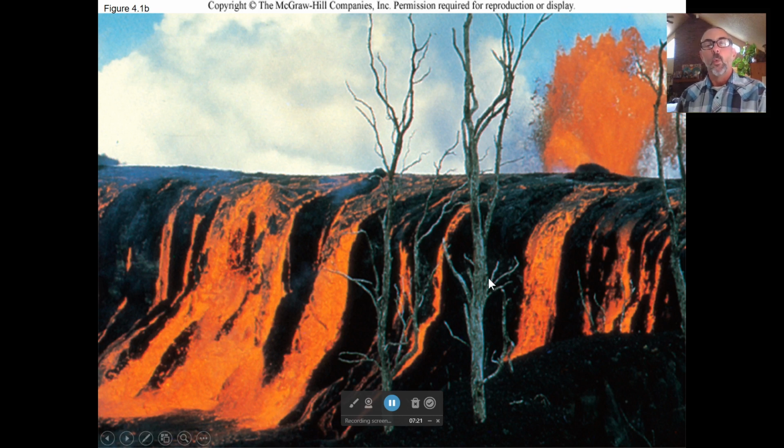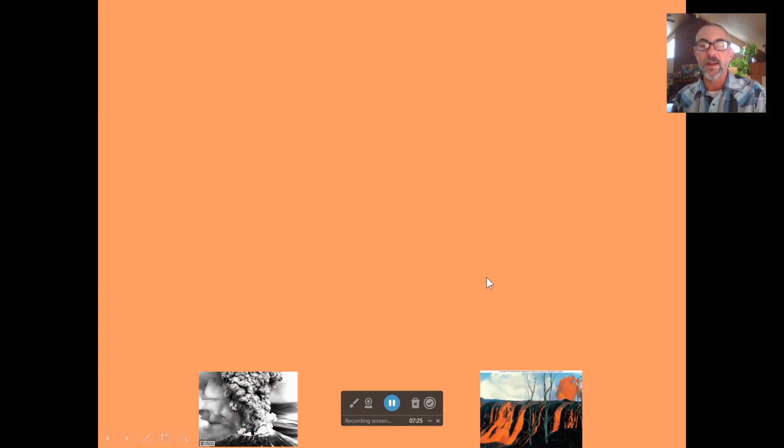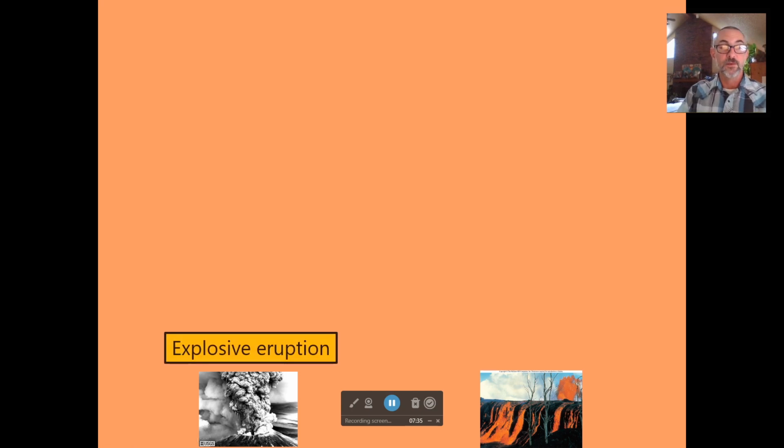If we knew what to expect for each volcano, then it would be helpful for us to prepare. So I've got these side by side, although I used a different Mount St. Helens figure here on the left. But on the left, we have an example of an explosive eruption.